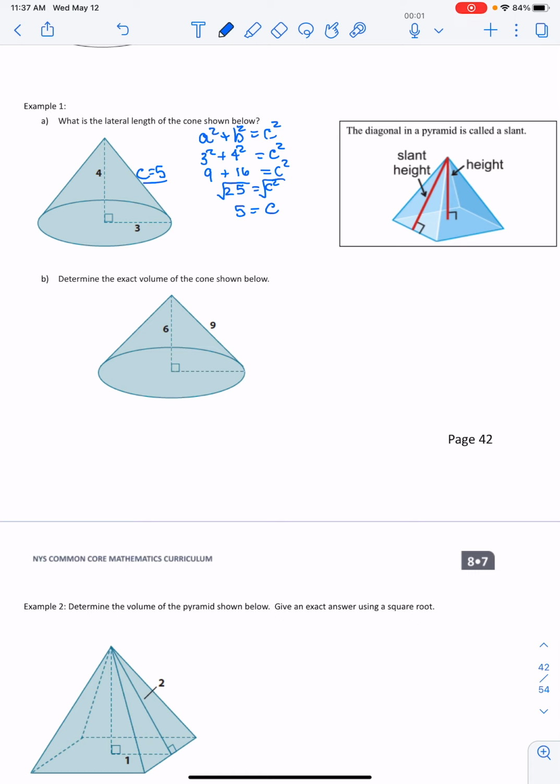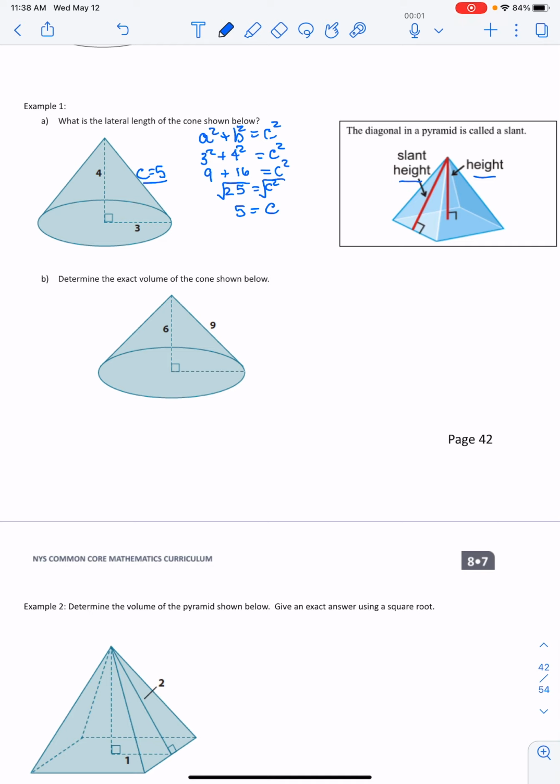Now, if you notice on the right-hand side here, the diagonal in a pyramid is called a slant. So if you notice here, it has our slant height and our regular height, okay? Now, they can be two different things. They are two different things.